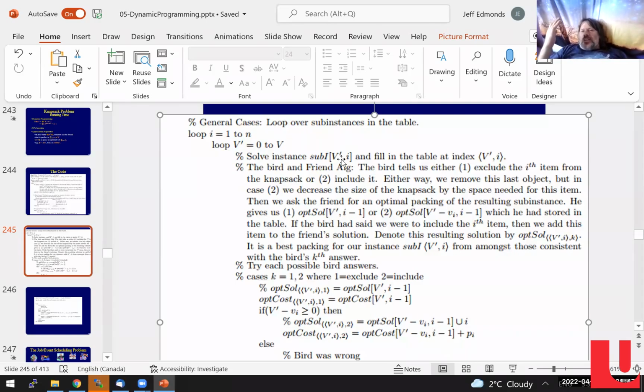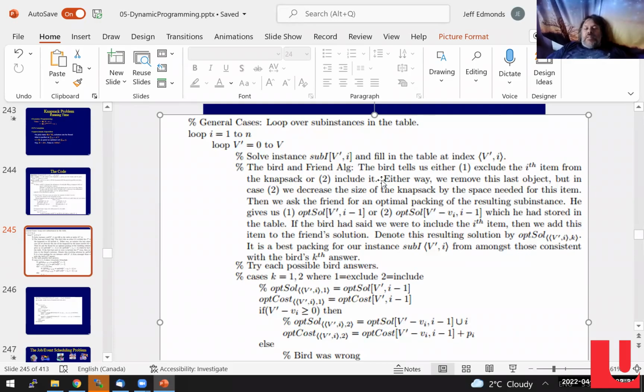Does that make sense? If my friend is Mr. i minus one and I'm Mr. i, then my job is to deal with i. So I ask the bird, do I put the ith object in the knapsack? Yes or no. She's going to give me one of two answers: either exclude the ith object, or include it. For each of those answers, I'm going to pretend for a while that she gave it to me and I trust her.